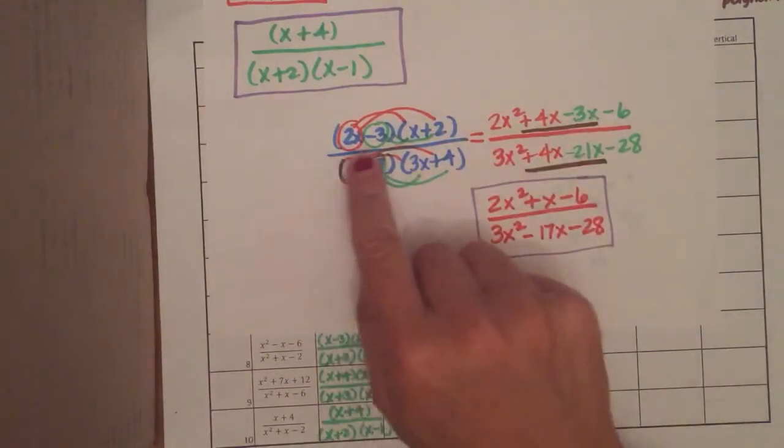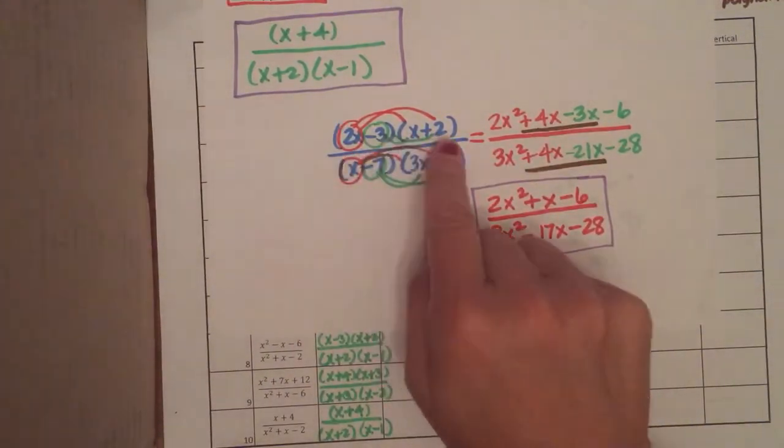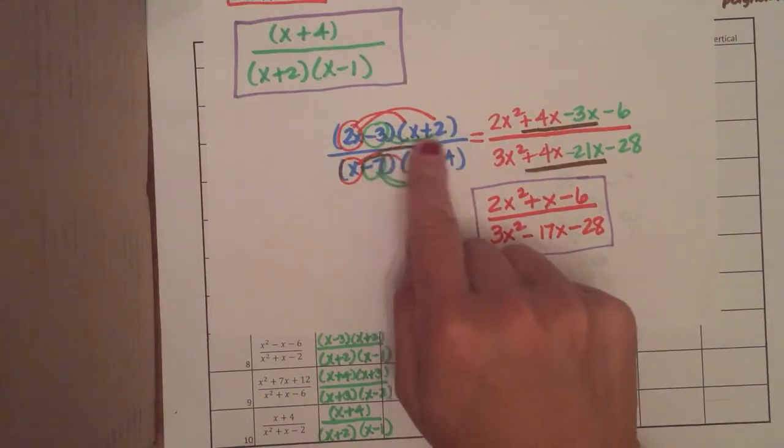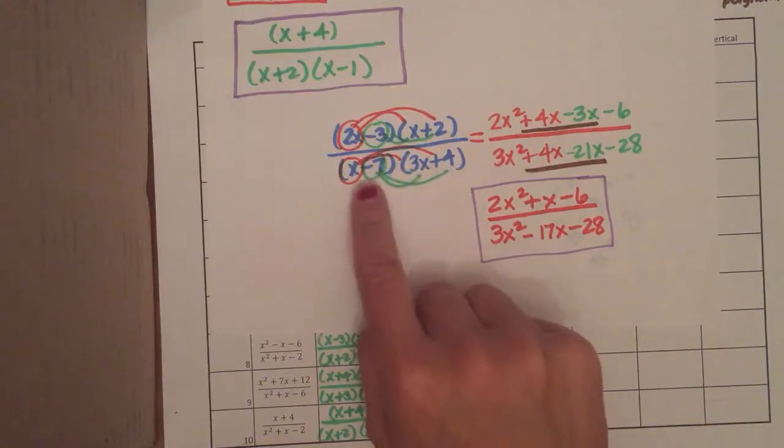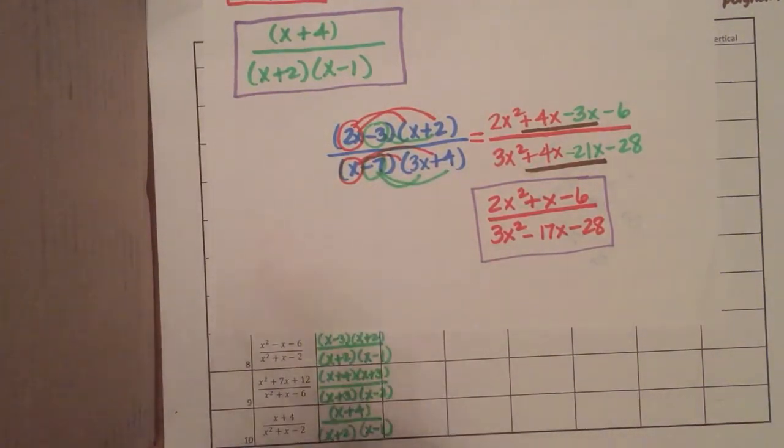Once again, we use distribution: 2x squared plus 4x minus 3x minus 6, and 3x squared plus 4x minus 21x minus 28. And that is how you convert from factored form to expanded form.